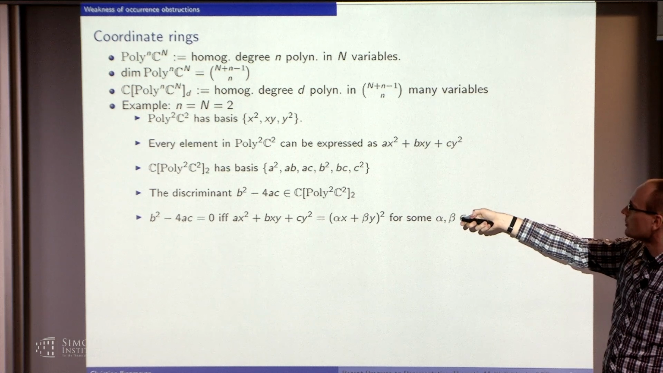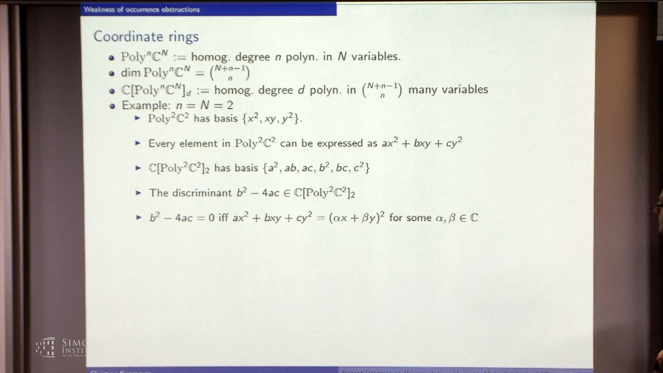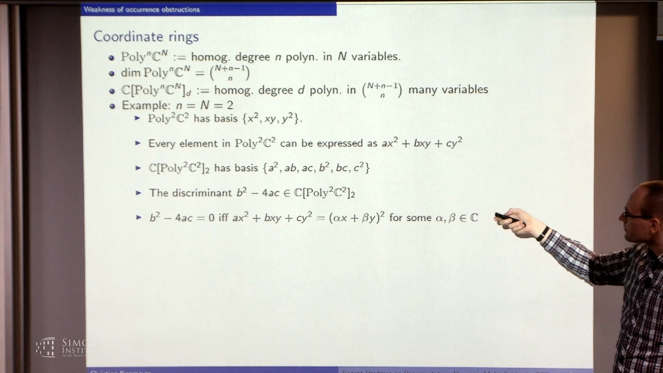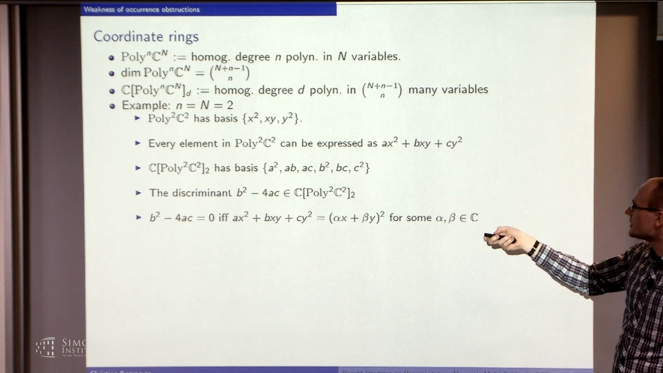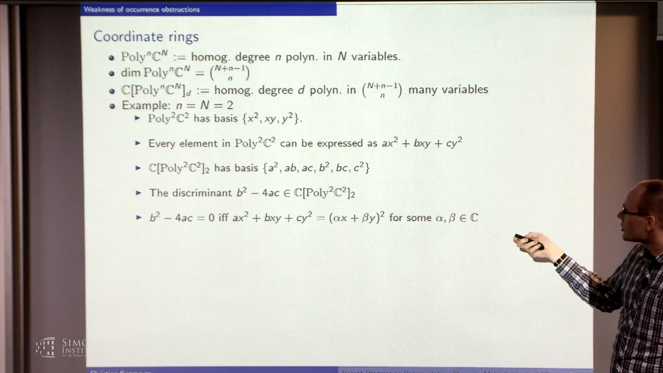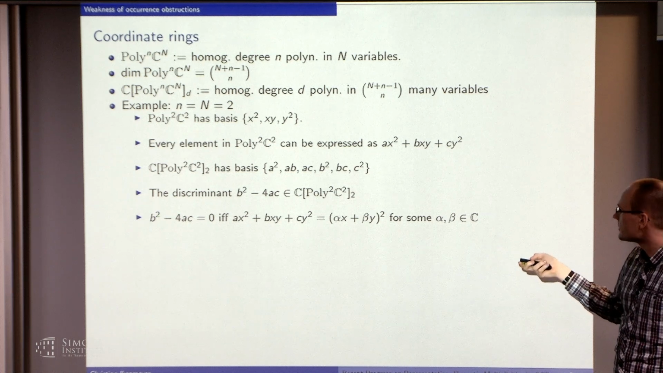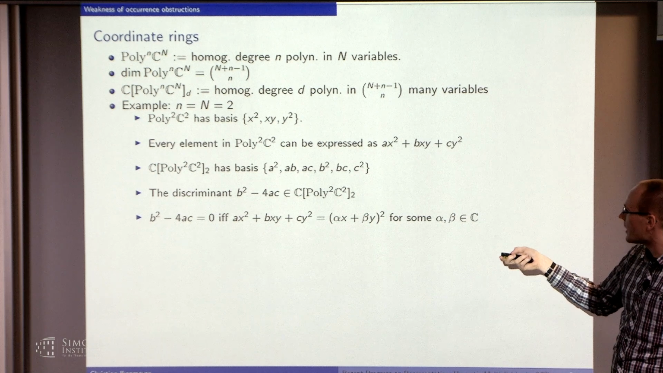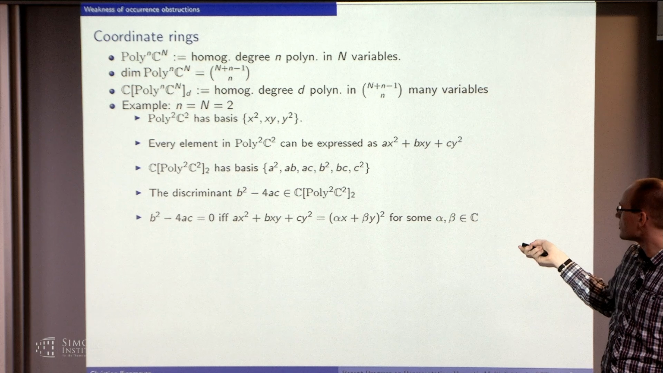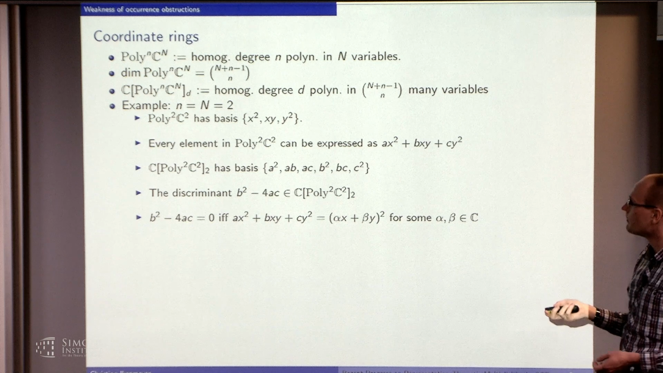So you'll say degree 2 polynomials in a, b, c have this basis: a squared, ab, ac, b squared, bc, c squared. And you're asking what kind of functions are in here. For example, there's the discriminant, b squared minus 4ac, which is such a polynomial. Its vanishing set is actually interesting. If b squared minus 4ac is 0, then your polynomial has a very special property: there will be some coefficients alpha and beta such that your polynomial can be written as a square, can be condensed. So it's a very special form.